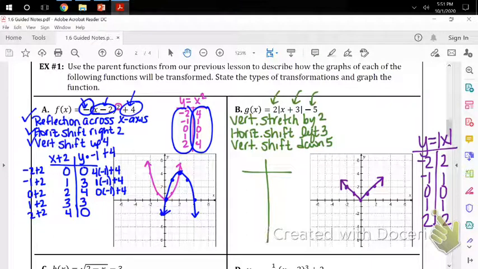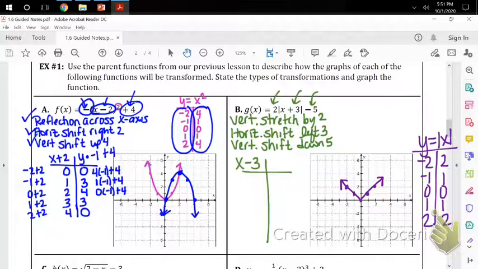And so let's work on our table now for this one. Is there anything that's going to affect my x's? Well, if there's anything inside with x, it will affect the x. And we see it says x plus 3. So remember, x is an opposite. We're not going to add 3. We're going to subtract it.